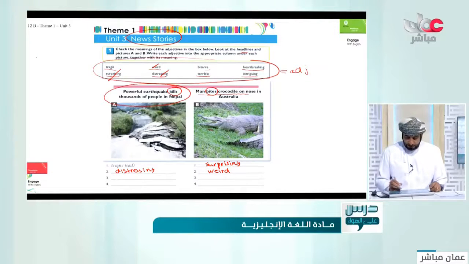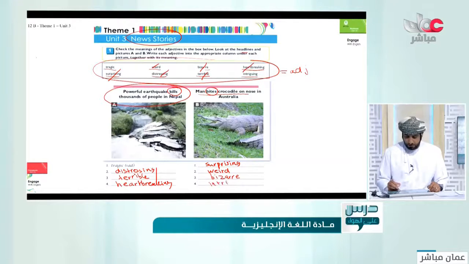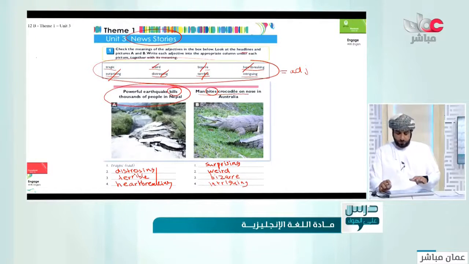it's written as headline B. Bizarre. Terrible is headline A. Heartbreaking, which one? Thousands of people, we can say as well. Heartbreaking, we'll go for headline B. Intriguing for headline B. So what did we do?